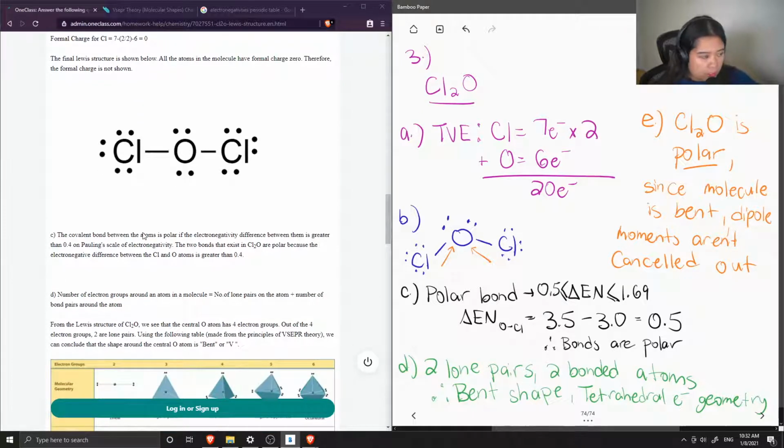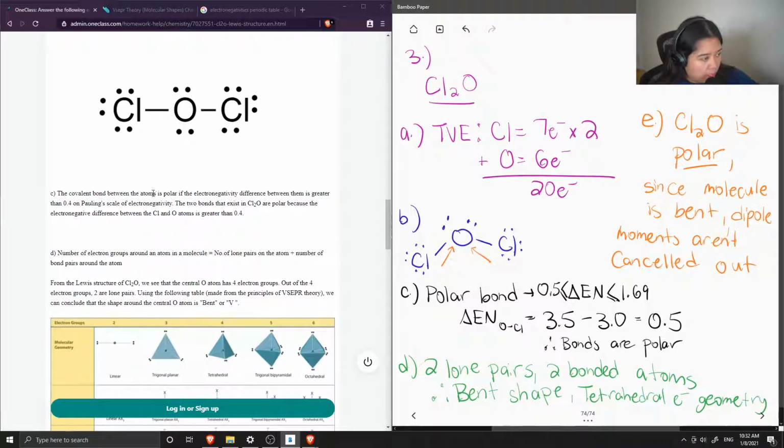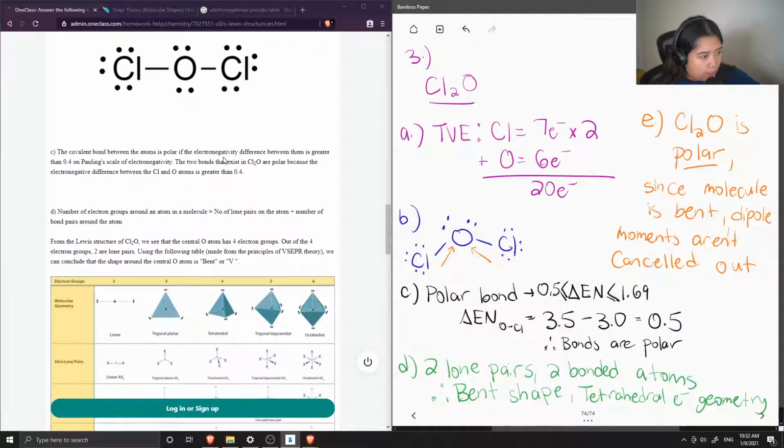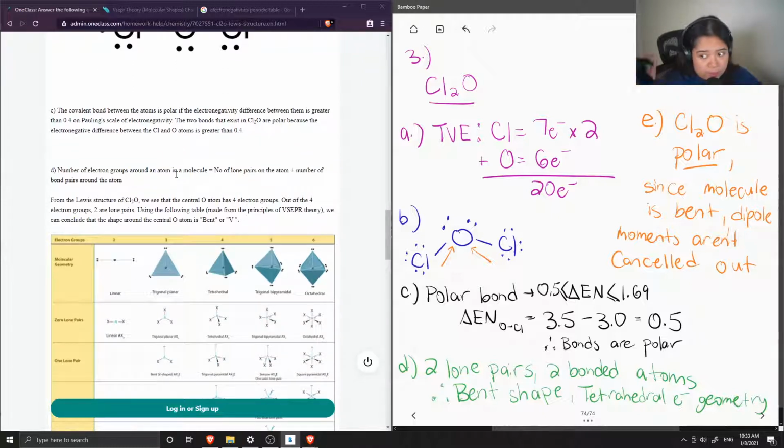For part C, the covalent bond between the atoms is polar if the electronegativity difference between them is greater than 0.4 on Pauling's scale of electronegativity. The two bonds that exist are polar because the electronegativity difference between chlorine and oxygen is greater than 0.4. Yeah, it's a bit greater, 0.5.